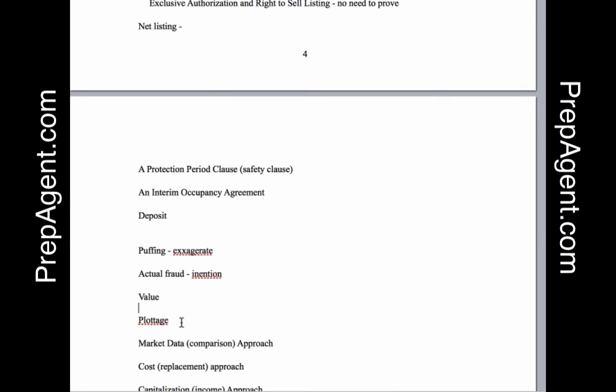We're going to do these. Let's do these two last ones and we'll be done. It's been an hour. Value, the four essential elements of value. STUD. What does that stand for?